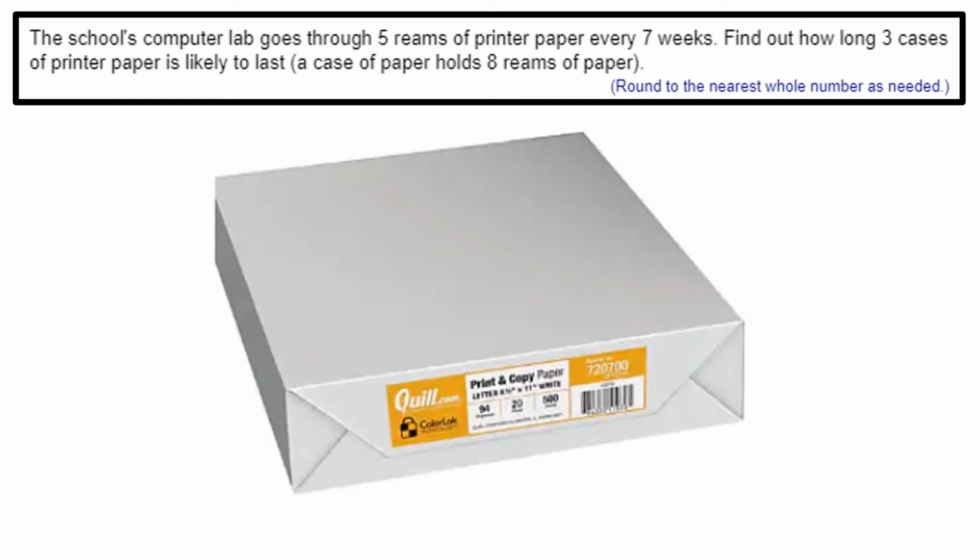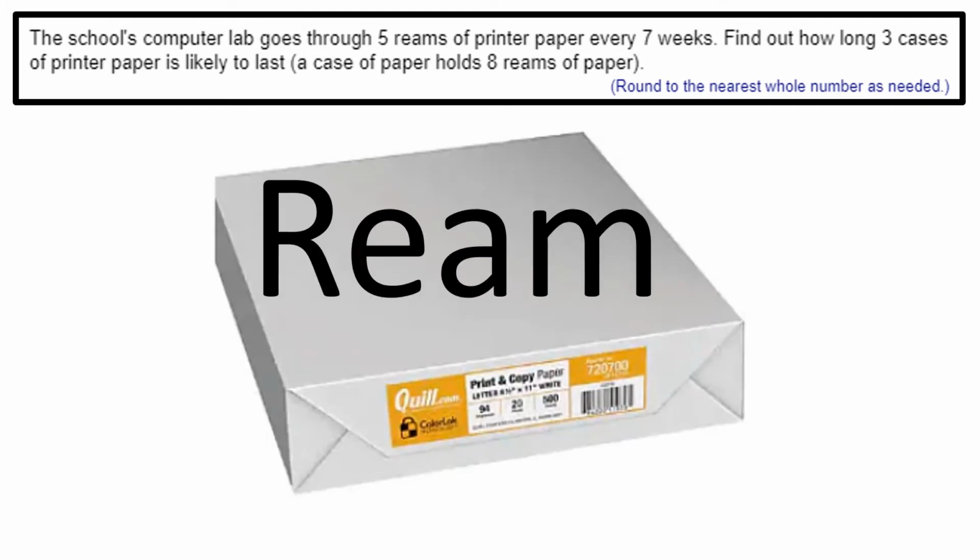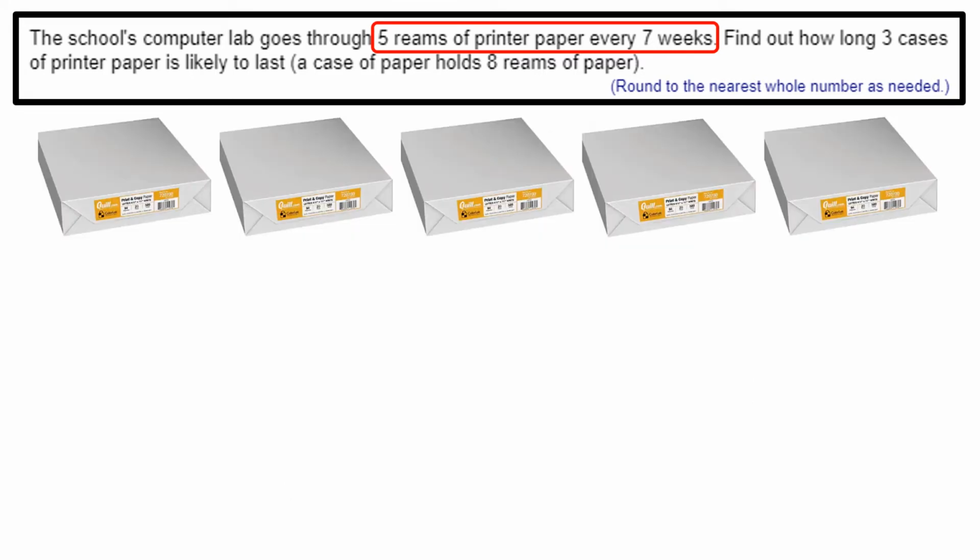Let's begin by talking about a ream of paper. This question says that 5 reams of paper last us 7 weeks. So we can begin and write our first ratio. 5 reams over 7 weeks. Now what will that equal?